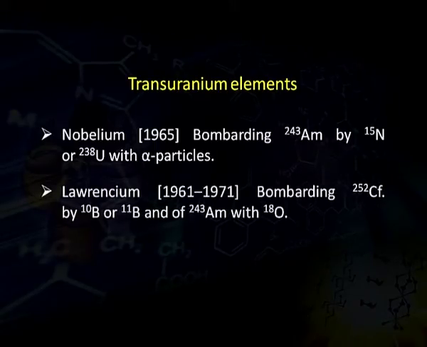Lawrencium, the last member of the transuranic series, was obtained by bombarding californium 252 with boron 10 or boron 11, and it can also be prepared by bombarding americium 253 with oxygen 18. Let us discuss the electronic configuration of the actinide series.